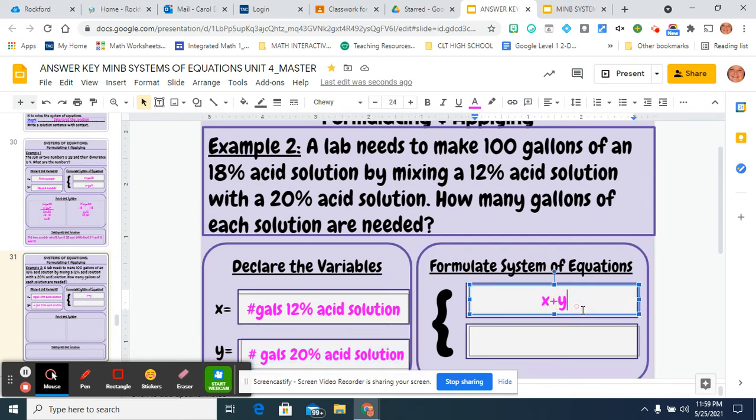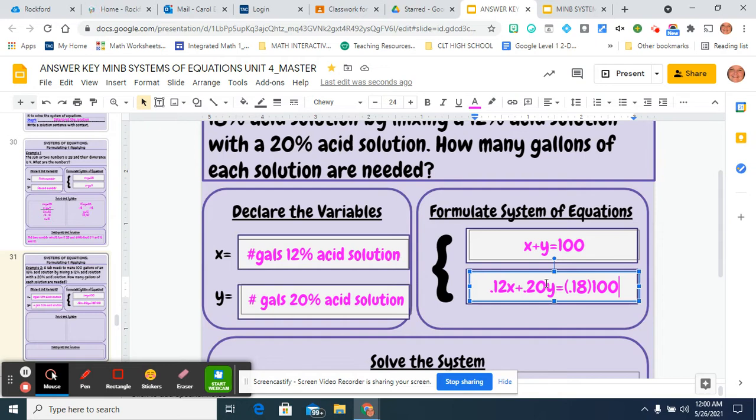So together, the number of gallons of 12% and the number of gallons of 20% have to equal 100 gallons. Then I also know the number of 12%, so 0.12x, plus the number of 20% must equal 18% solution. You'll notice I changed those percentages to decimals by moving the decimal over 2 places to the left.